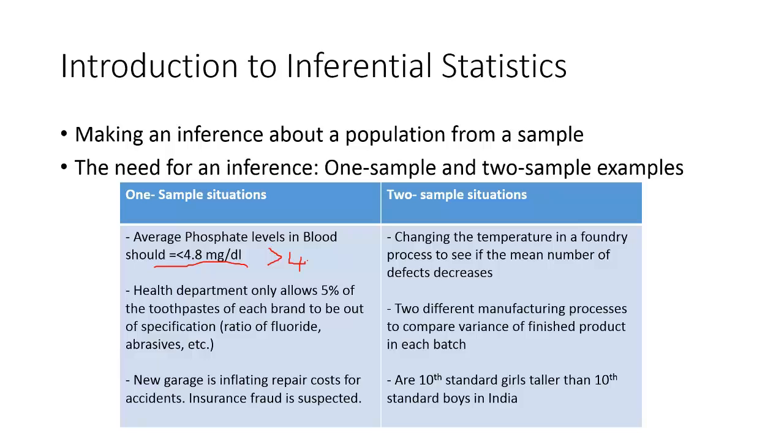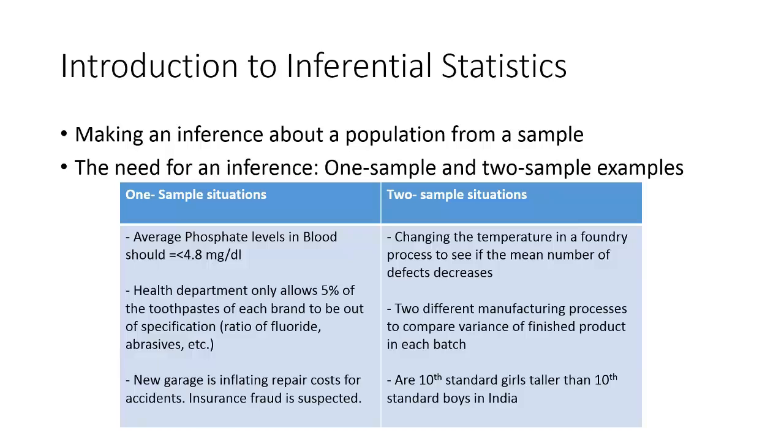The important thing is that the null hypothesis and the alternate hypothesis together should be mutually exclusive, which means that if it's greater than 4.8, it can't be less than or equal to 4.8, and vice versa. And collectively exhaustive. They should cover the entire space that you're interested in talking about, meaning that the average phosphate level is either less than or equal to 4.8 or greater than 4.8. It can't be neither.